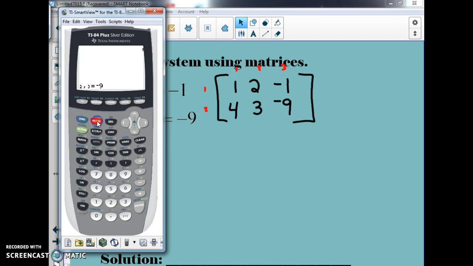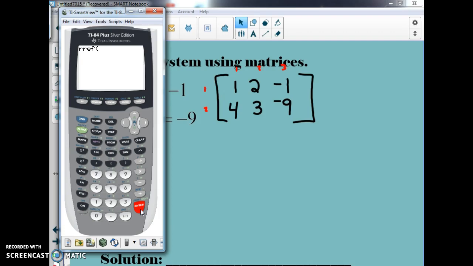I'm going to go to second quit. Then I got to go back into the matrix for a second time. I'm going to select math. Now I found that the up arrow key sometimes will get you to ref quicker than the down arrow key. It doesn't matter. Go up, go down. You'll get to ref. That's the key. Hit enter when you get there.